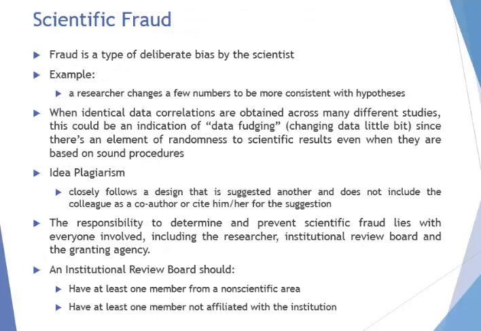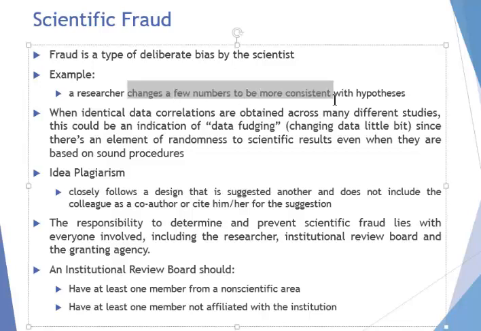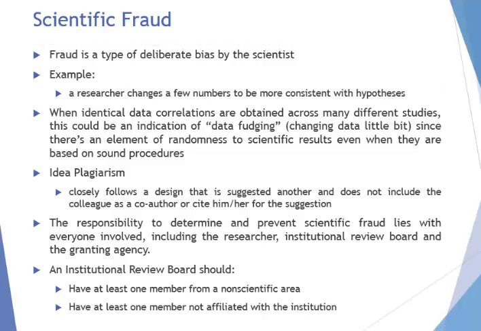One last issue regarding ethics is, of course, the dangerous issue of scientific fraud. Fraud is a type of deliberate bias. I specifically put information into a report or into an experiment that I know to be not true. For example, a researcher could change a few numbers to be more consistent with hypotheses.